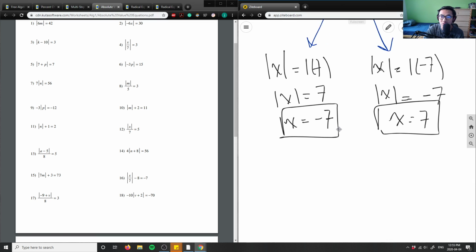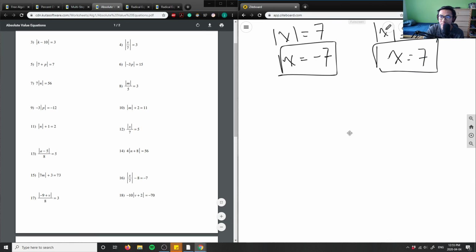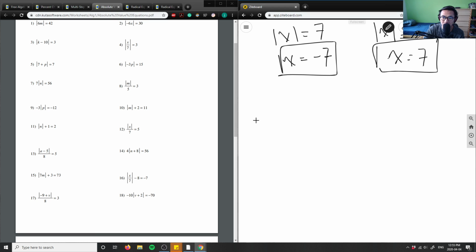Sweet. And let's do 18 as my last problem here. Let's do 18 and then we'll wrap up for today. This is negative 10 times the absolute value of v plus 2 equals negative 70.